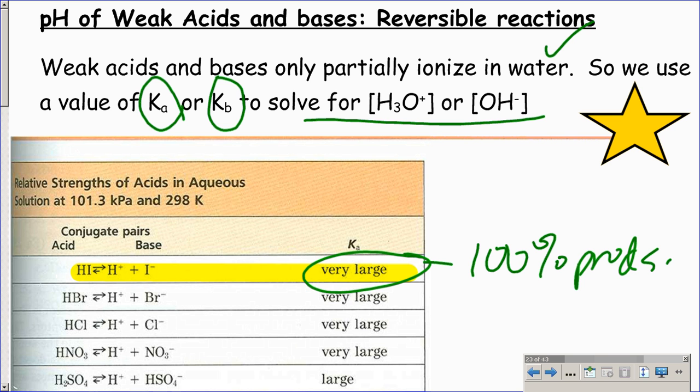So what would you say about a weak acid? What would the Ka value be? Very low, like 1 times 10 to the negative 10, something really low.